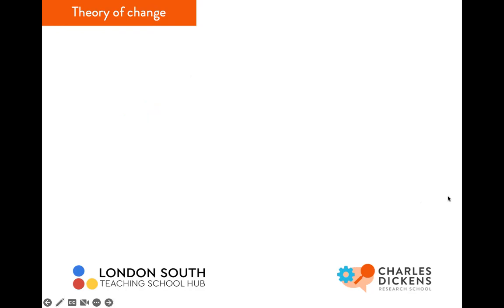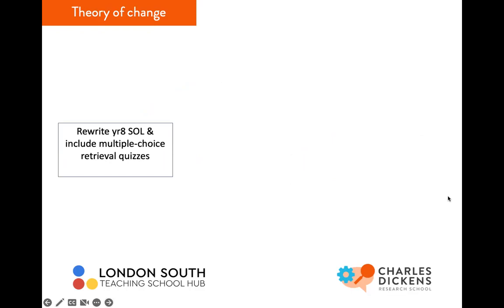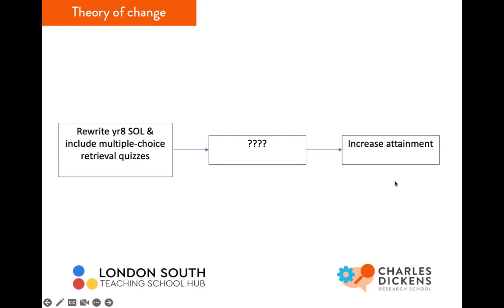Let's try another. The intervention here is to rewrite the scheme of learning for Year 8 to include multiple choice questions and retrieval quizzes, which we hope, in turn, will lead to improved outcomes for pupils. Again, we need to ask ourselves why this would be. Pause the video here and jot down a few notes, being as precise as you can.